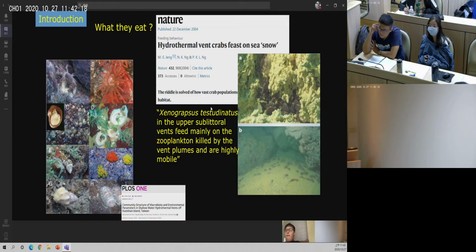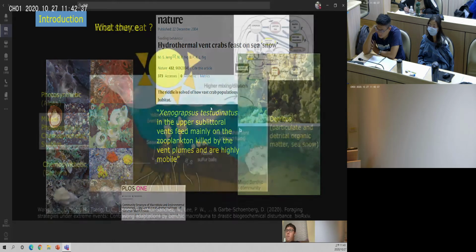And in this paper, it said what the turtle crab is eating. It's eating the zooplankton killed by the vent plumes. And in this paper, it also said they are highly mobile. And scientists are interested in what other creatures live in this kind of dangerous environment.